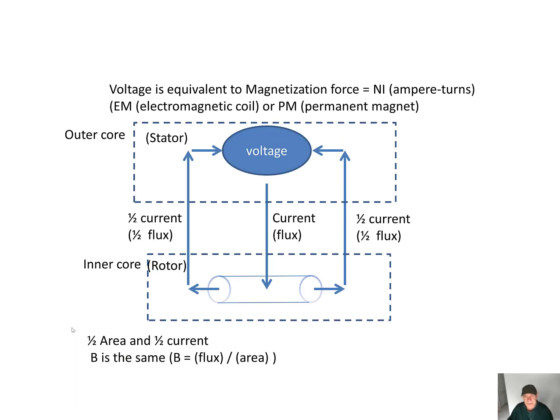Voltage is equivalent to magnetization force, which is in ampere terms, and we can either use an electromagnetic coil or a permanent magnet. Basically, this is the circuit where you have a voltage. In this case you see a current come down the middle, which is through the cylinder surface, comes out the sides and back up and completes the circuit. What we want to do is, throughout the path, keep the B constant, always at 1 Tesla, especially in the area where it's cutting the field.